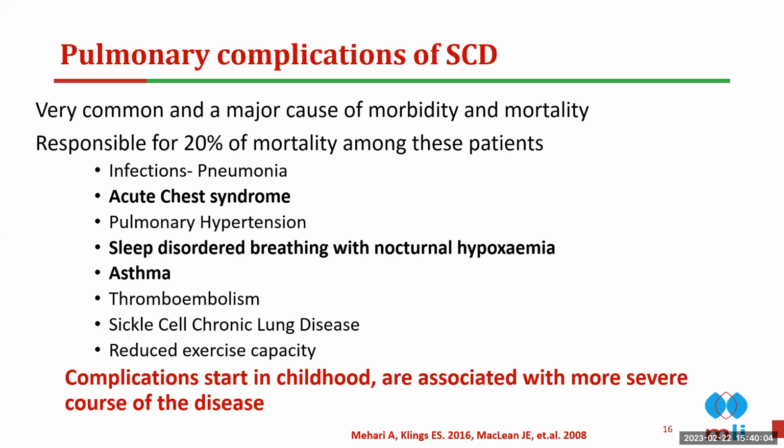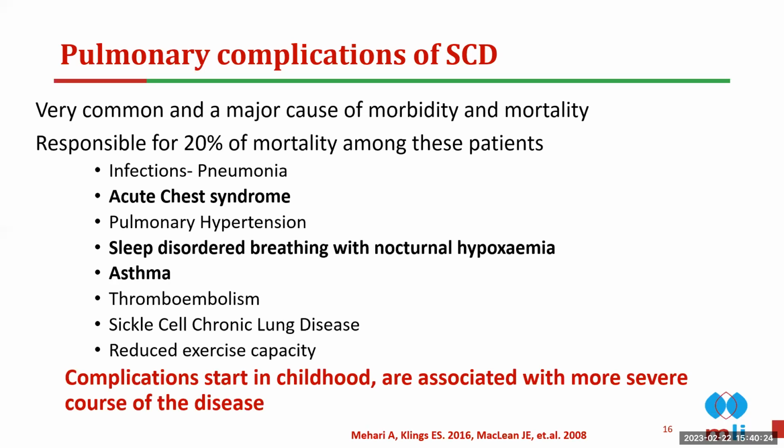I'll just highlight a few. The most common one is actually infections. Children with sickle cell disease commonly have pneumonia, but I'll not discuss this. I'll focus on a few, like acute chest syndrome. Pulmonary hypertension is also common. Sleep disordered breathing with nocturnal hypoxemia.